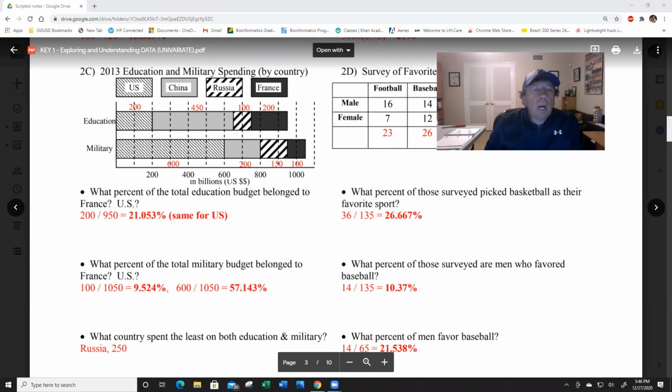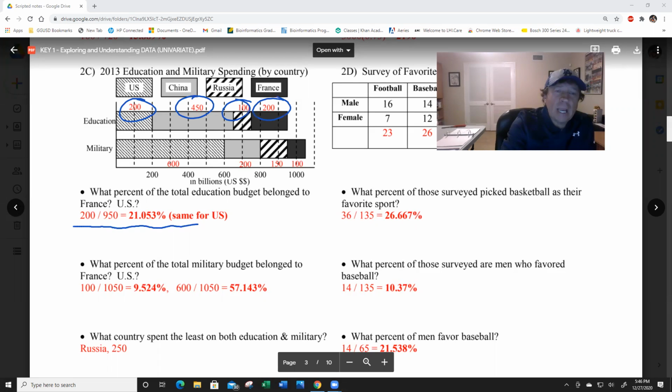All right, what percent of the total education budget belong to France? All right, the total education budget. So what I did is I went ahead and I labeled, as you can see, all the segments. This would take a little time to get these numbers. It's a little bit of an estimate. You may not be exactly sure, but you can see that. And it's the same for the US as well. The US and France have the same amount for education.